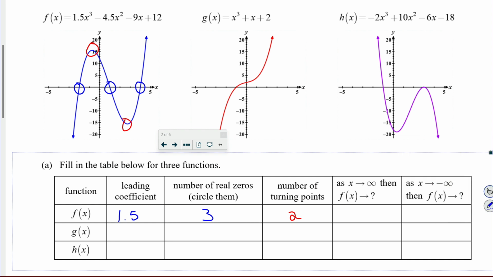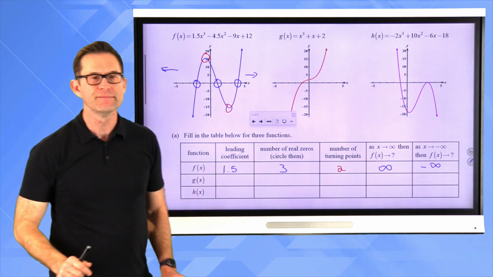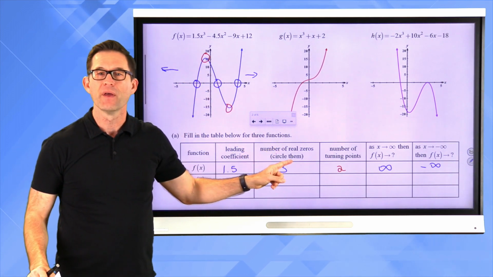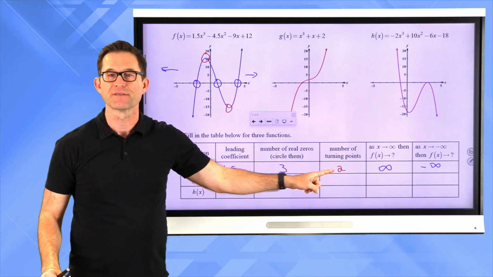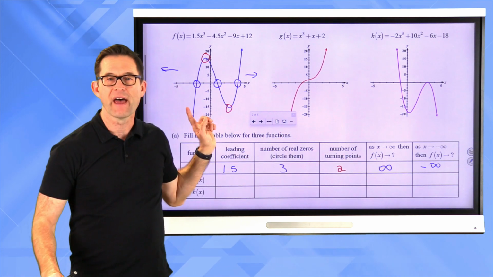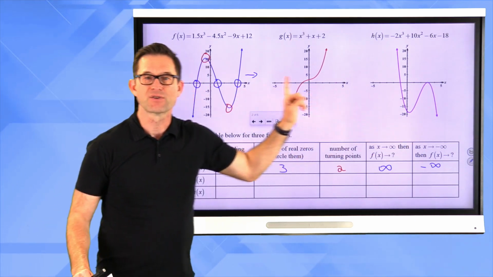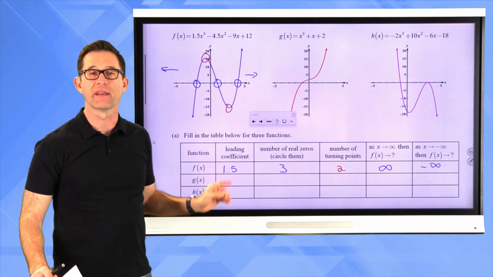And now let's see, as x heads towards infinity, this thing is heading towards infinity. And as x heads towards negative infinity, it's heading down towards negative infinity. So simple enough. Leading coefficient of 1.5, it's got 3 real zeros, it's got 2 turning points. As x is heading this direction, it's heading up towards infinity. As x heads towards this direction, it's heading down towards negative infinity.